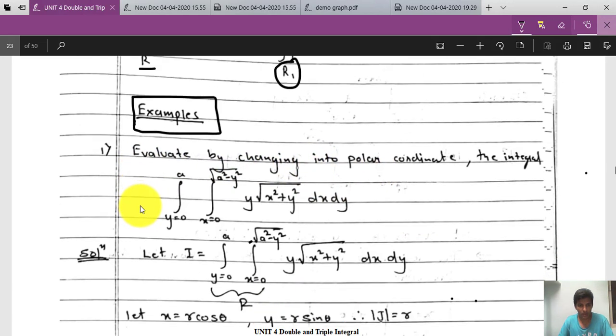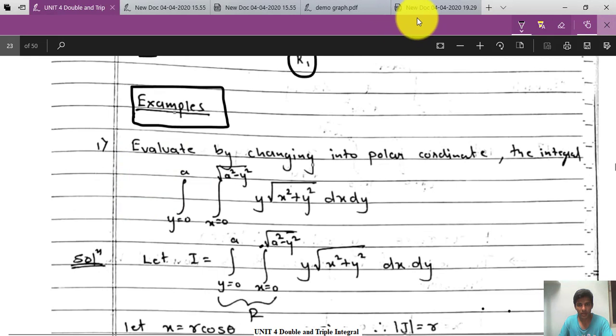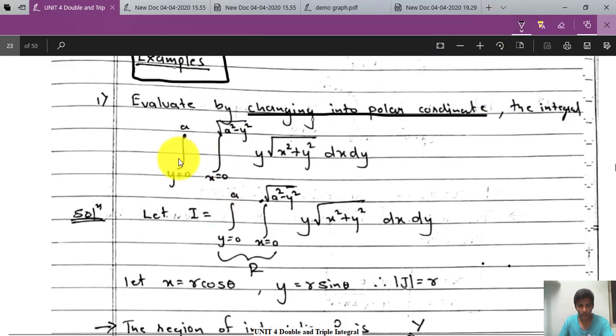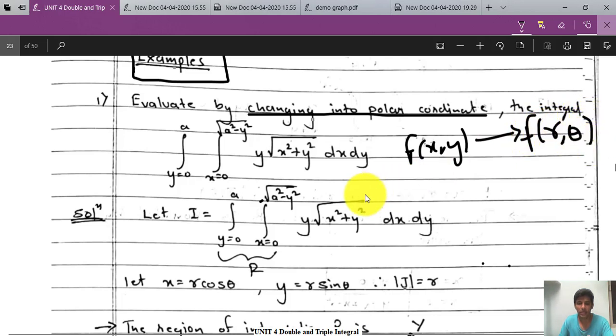So this time the example is: evaluate the integral by changing into polar coordinates. You have been asked to change into polar coordinates. Now the first thing is the given integral, where the function is y square root of x square plus y square, dx dy. So this is a function of the type f of x and y, and you need to transform it to f in terms of r and theta.